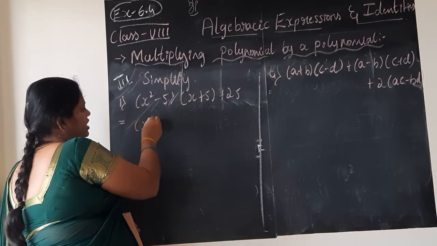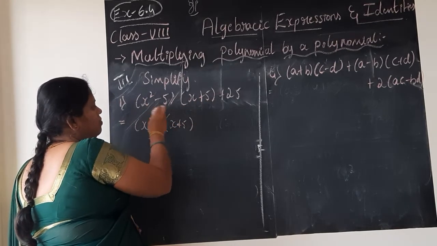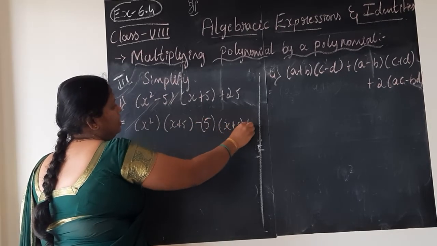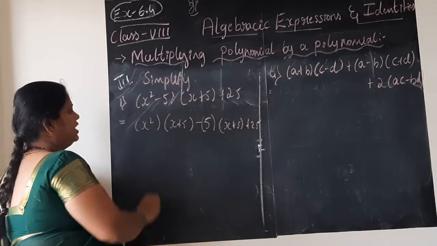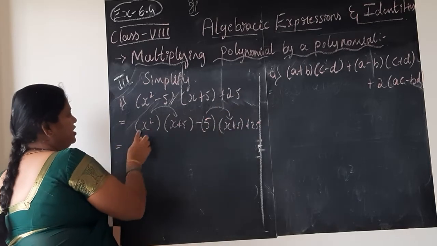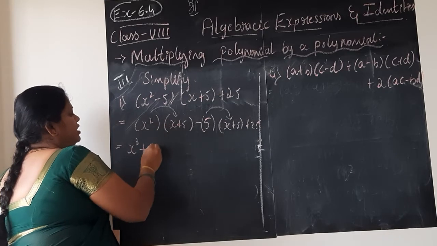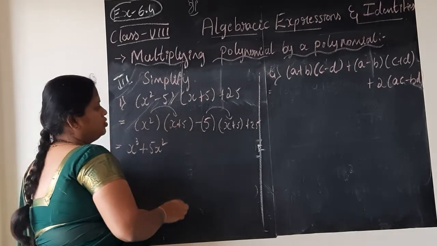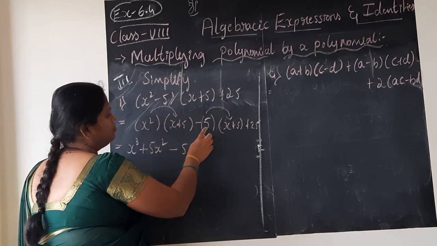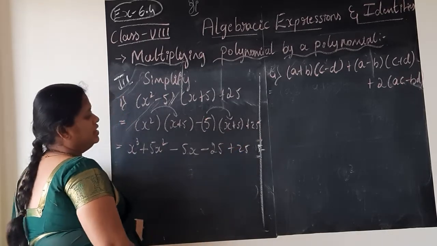So the first term x square of the first binomial into the whole second bracket x plus 5. Minus sign is there in between, so minus 5 into x plus 5. This constant plus 25 as it is. X square into x is x cube. X square into 5 is simply 5x square. Minus into plus, minus 5 into x is 5x. Minus into plus, minus 5 into 5 is 25, plus 25 as it is.